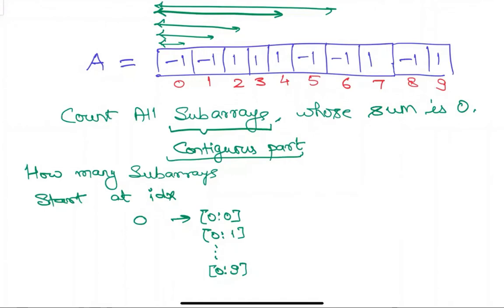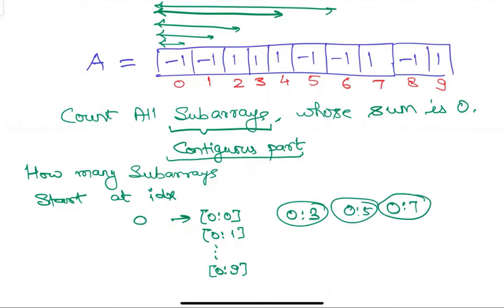Sir, 0 to 3. 0 to 3 is 1. Okay. So 0 to 3, 0 to 5. 0 to 5 is another one whose sum is 0. 0 to 7, another subarray. 0 to 9 also. So all done. That means starting at 0, we have 4 subarrays.